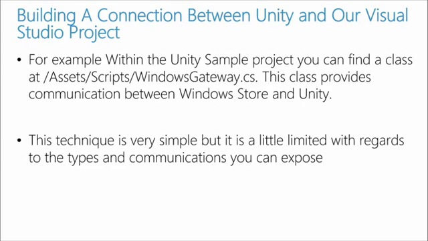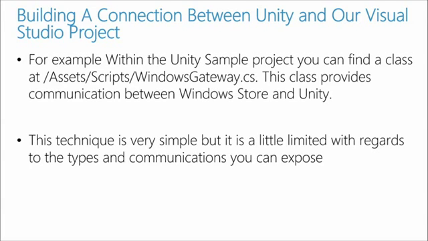So for example, what we've done is we've created this class that you can actually find in the assets script/windowsgateway.cs. And this class is actually going to provide us with this communication that we can use between the Windows Store and Unity. Again, this technique is a very, very simple technique, but it does come with the drawback that it's limited in regards to the types of communications that you can actually expose with it. So if you're looking for something a little more robust, maybe there's certain things that you need to do, you might have to go the plugin route.